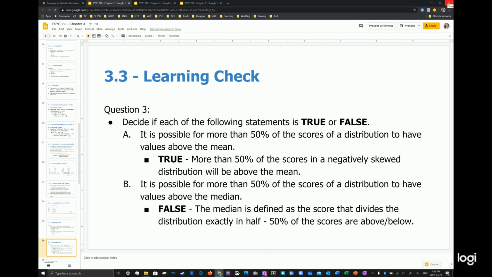For question B, it's pretty obvious. Because the median by definition divides the scores in half, the distribution in half, so you can't have more than half the scores above the median. So that was the question there for us to help us distinguish between the mean and the median.